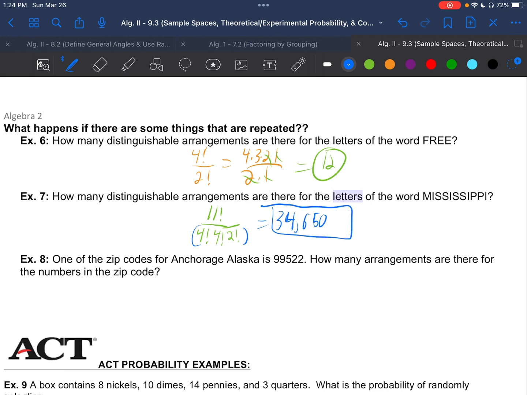So number 8, when we're trying to find combinations of the zip code for anchorage, you would say, okay, there's 5 spots total. There's 2 9s and there's 2 2s. So you take 5 factorial divided by 2 factorial and another 2 factorial, one for the 9s, one for the 2s. And you'd end up getting 30 different arrangements you could have.